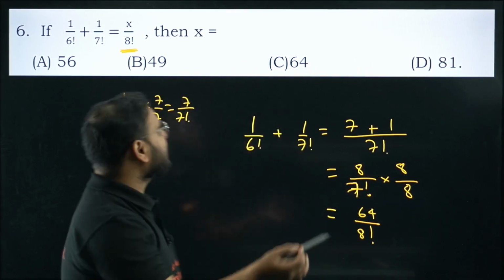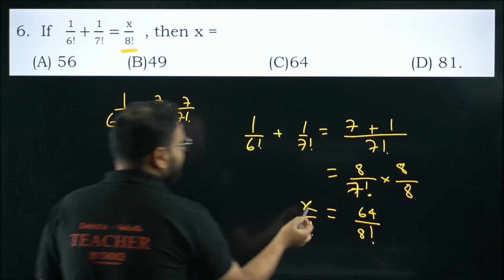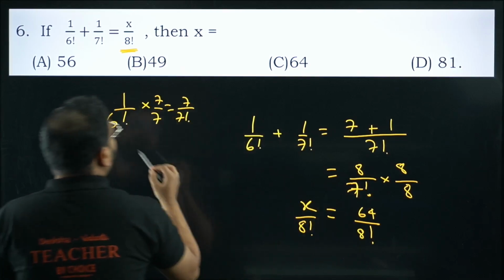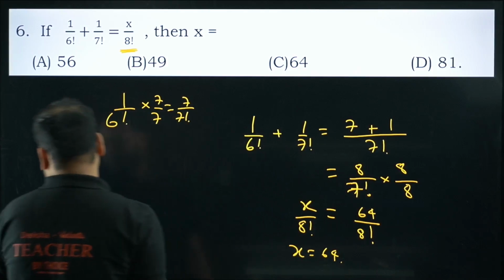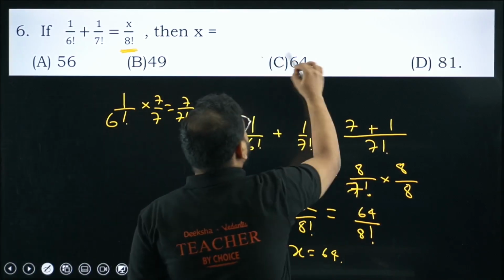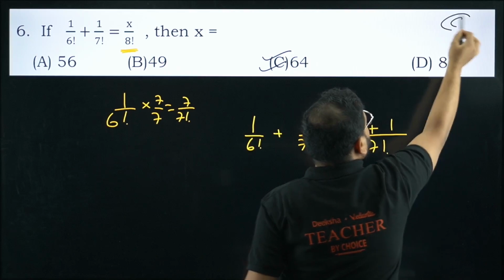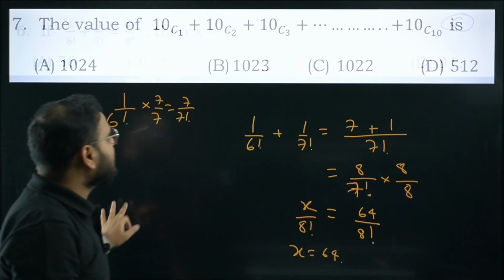Correct. Now do one thing, put this value back here. So x upon 8 factorial is given. What is the x value? Compare here. 64. So x is coming as 64. Please check. Option number C is correct. This is clear, right? Question number 6 is done. Moving on to question number 7.